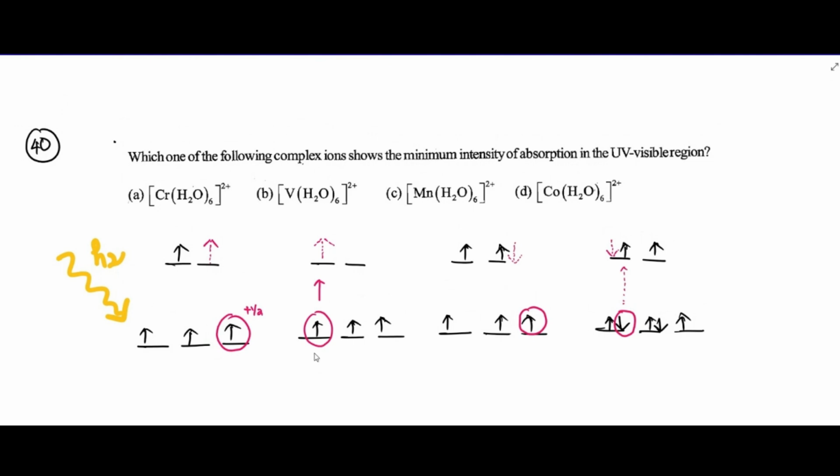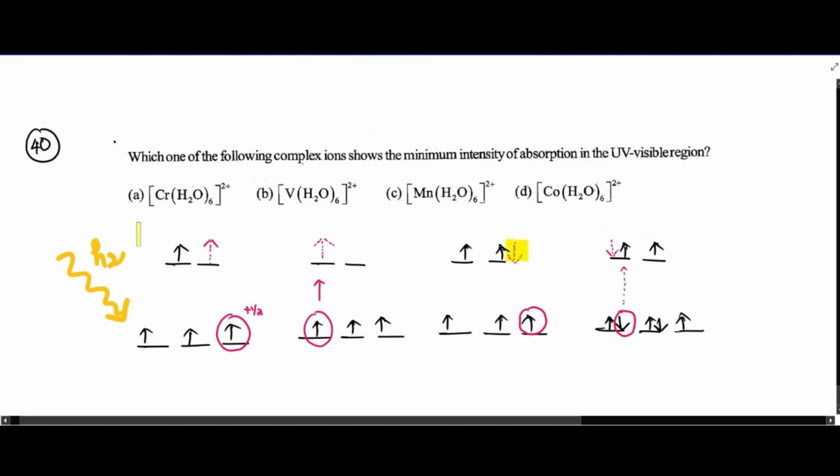So over here, since there is a change in the spin, as you can see over here, you see it standing inverted? So since there is a change in the spin, this one is forbidden. In forbidden transitions the intensity is usually minimum. The question asks which is minimum. So the correct answer is option C.